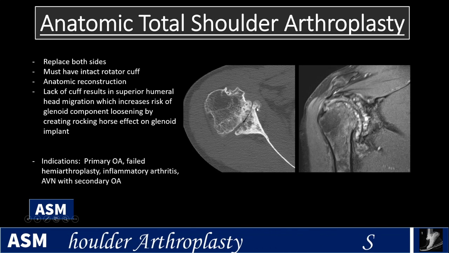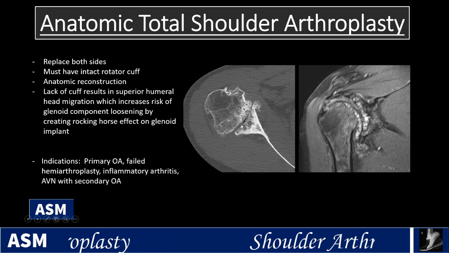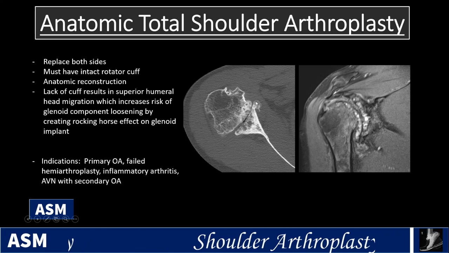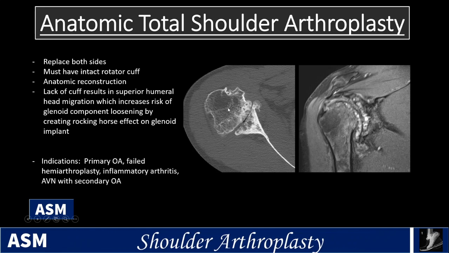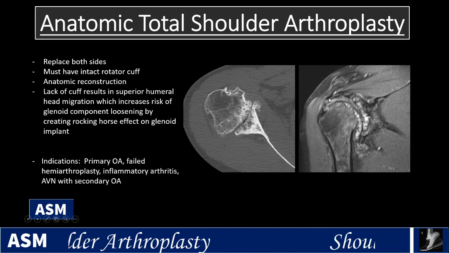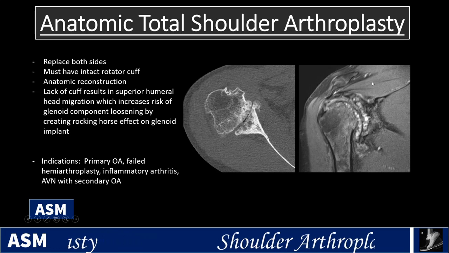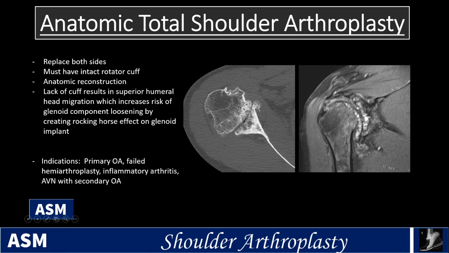So here's a case of primary osteoarthrosis. You can see that there's joint space narrowing. You've got subchondral sclerosis and cystic change, marginal osteophytes. The humeral head is slightly posteriorly subluxed. And on the MRI, you can see there's probably some degree of partial thickness tearing of the cuff, but for the most part, the cuff is intact. The muscle is not atrophied.